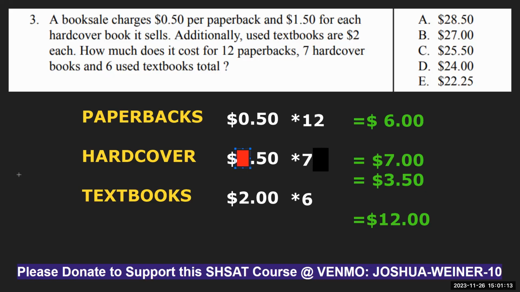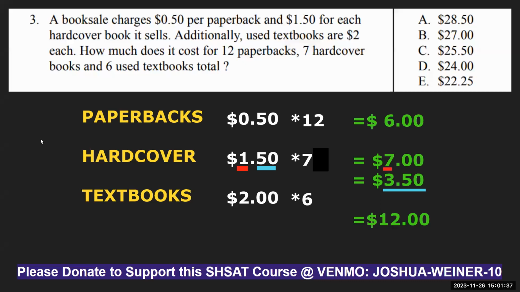7 times 1 is the $7. And then 50 cents at a time, right? 7 times 50 cents is an extra $3.50. So I know that it's $10.50, but I just did it by using right distribution.